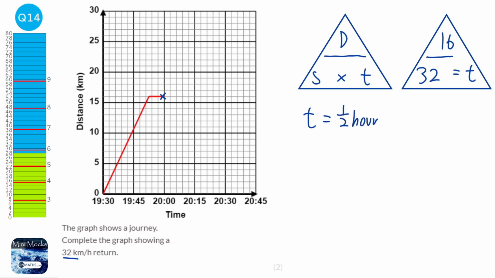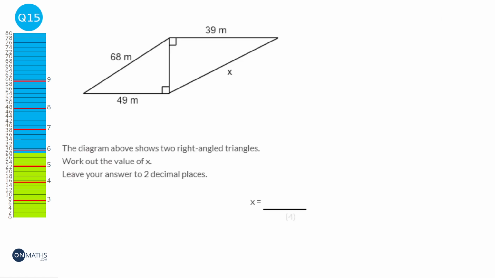And half an hour would bring us, if we start here, to 2030, because it's 8 o'clock where we start and we end, therefore, half an hour later. We can't work out what x is straight away, but we can find this value here.